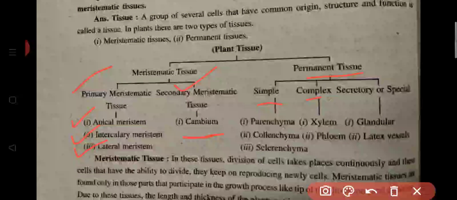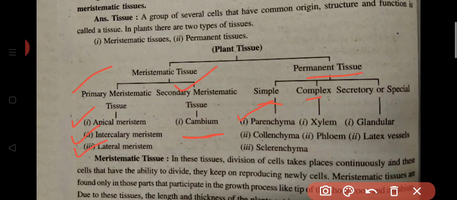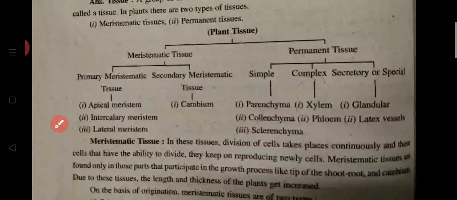And permanent tissues are divided into three main parts. First is simple permanent tissue. Simple permanent tissues are Parenchyma, Collenchyma and Sclerenchyma. Complex permanent tissues are xylem and phloem, and special or secretory permanent tissues are granular and latex vessels. We will read about these in part second. Let's start.